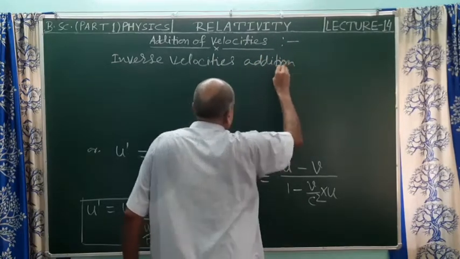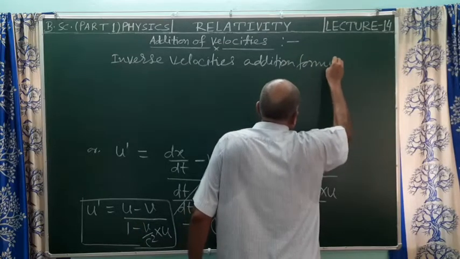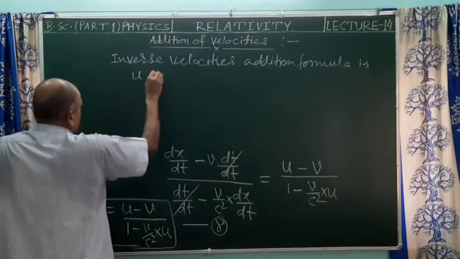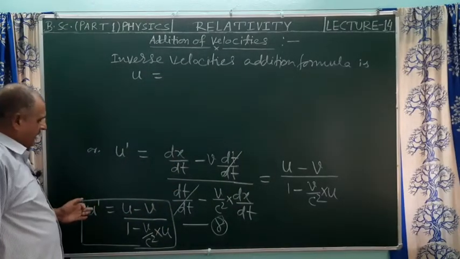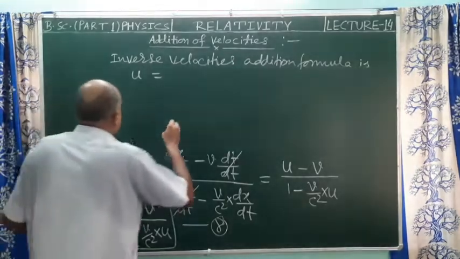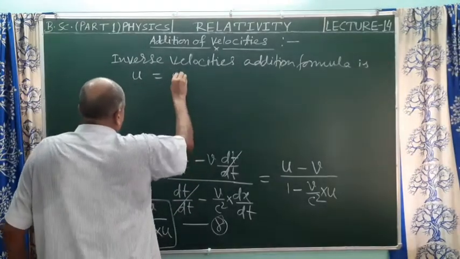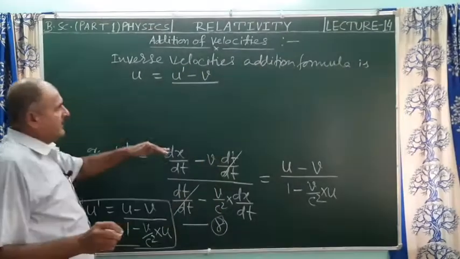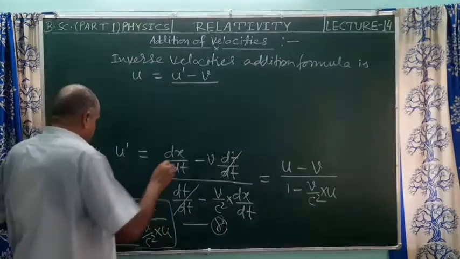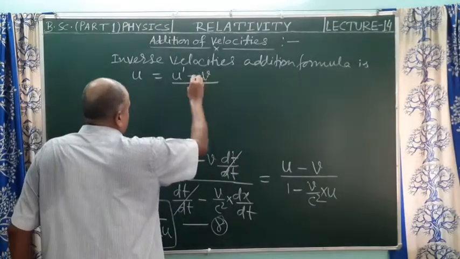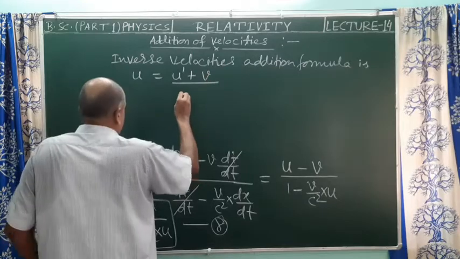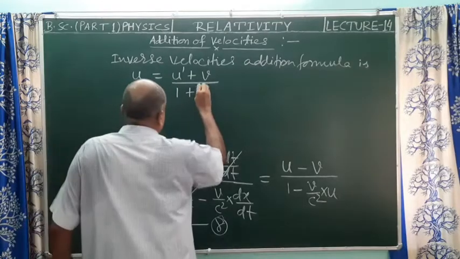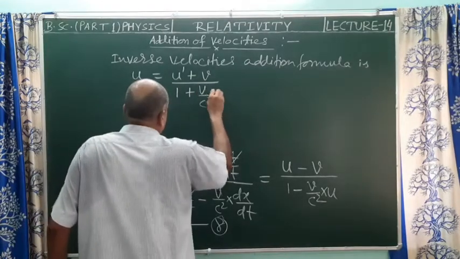Addition formula is, u dash is replaced by u. जो प्राइम्ड है टर्म वो अनप्राइम्ड हो जाएगा, और जो अनप्राइम्ड है u वो प्राइम्ड हो जाएगा. तो u is equal to, now u is replaced by u dash minus v. v is the velocity of frame s dash relative to s, and v is replaced by minus v, therefore minus v that is plus v, 1 minus 1 plus, here v is replaced by minus v in the denominator also, 1 plus v by c square into u.